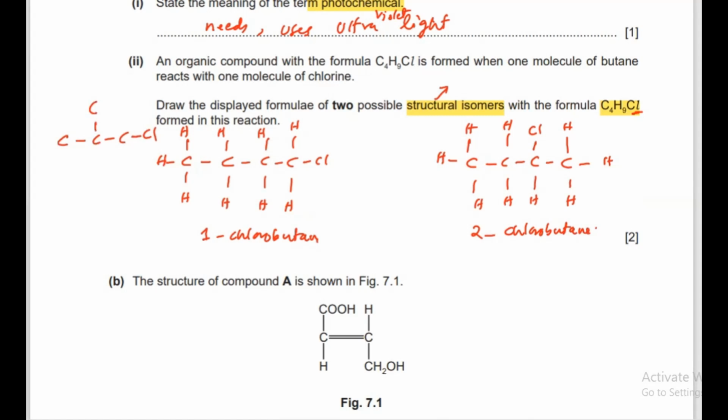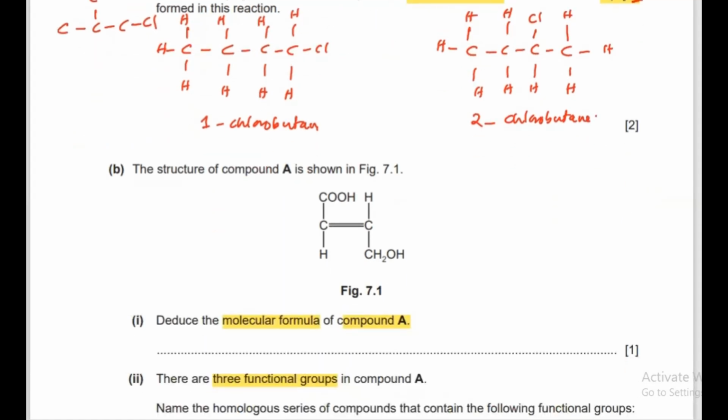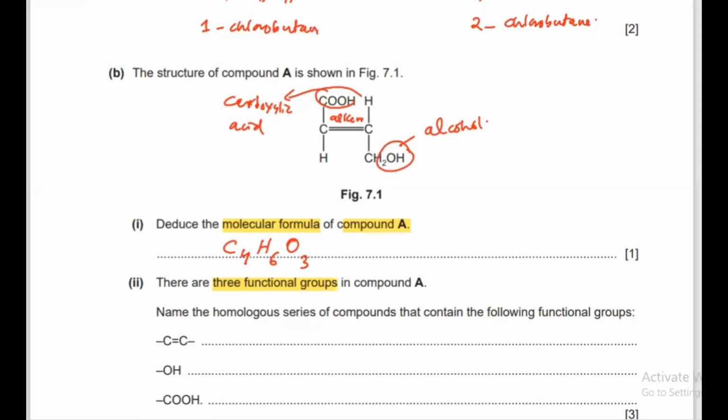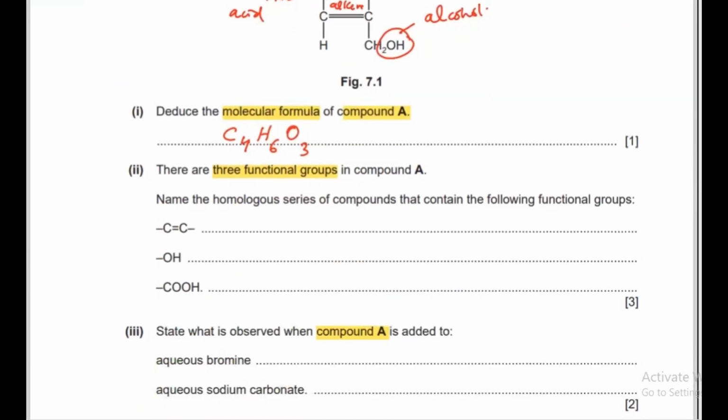The structure of compound A is shown. Now, look at this structure. There are different things, like it contains a double bond, so the alkene is there, and the carboxylic acid is there. So there are three functional groups present in compound A: alkene, carboxylic acid, and alcohol. Deduce the molecular formula of compound A. You just have to count the number of carbon, hydrogen, and oxygen atoms in A. So this is C4H6O3.